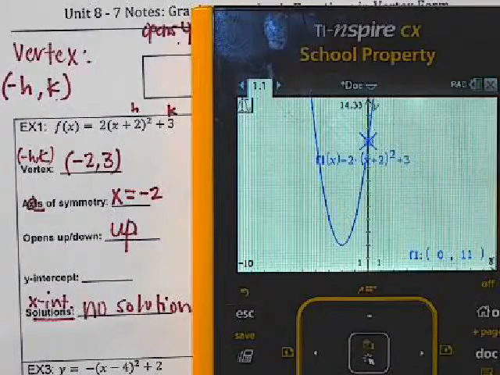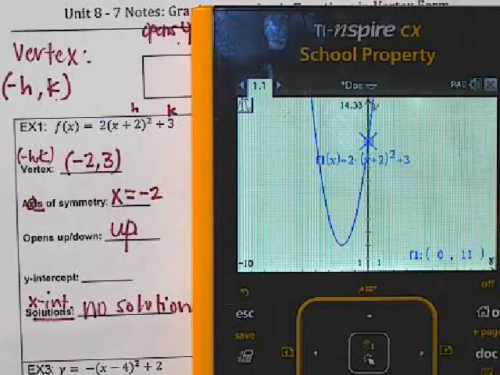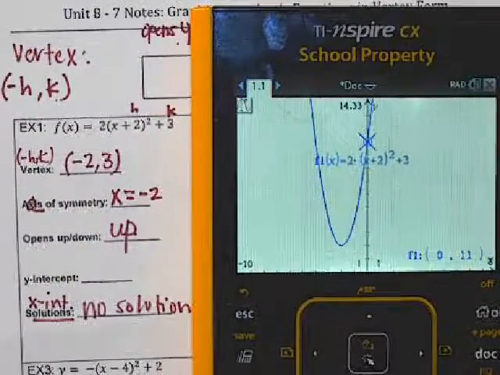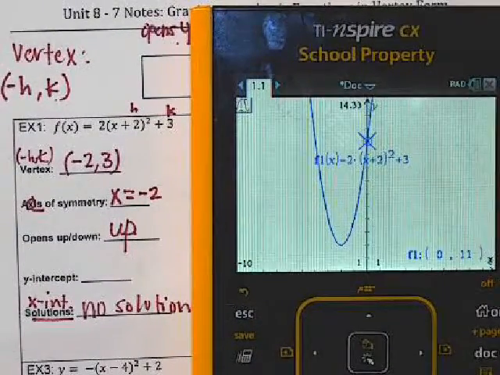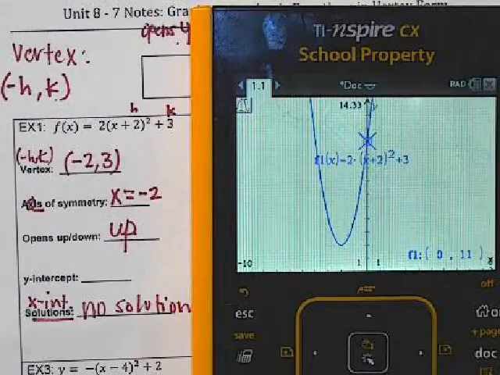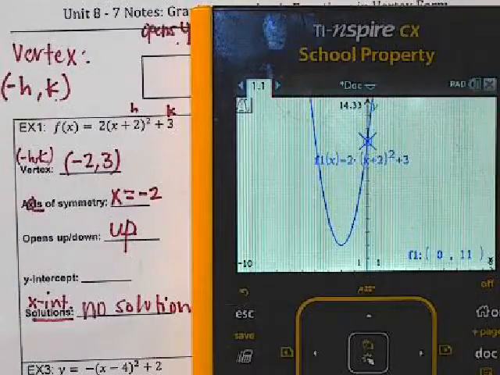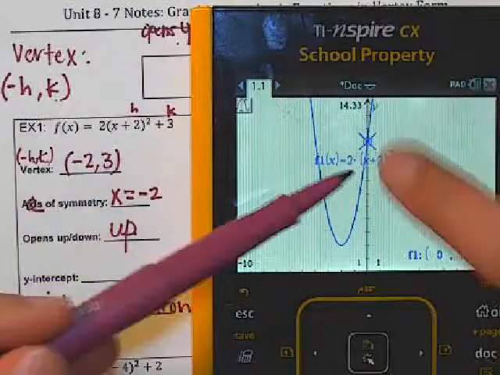Okay, listen, this is important. When you turn your trace on, every single time, it automatically starts at your y-intercept. Did y'all hear that? Anytime you turn your trace on, the place that it starts on the graph is your y-intercept.